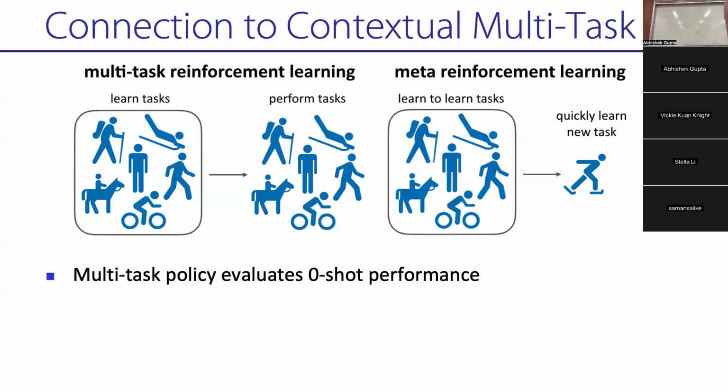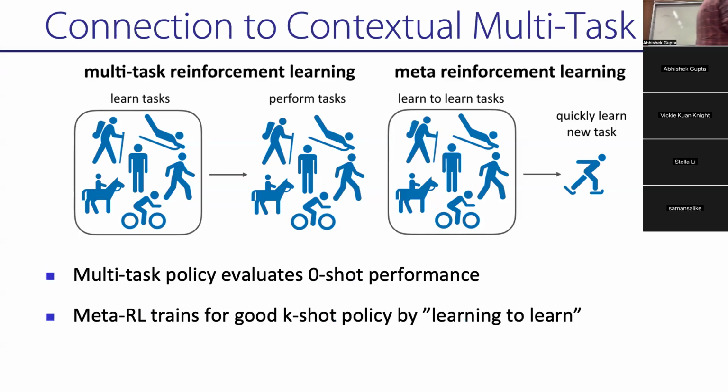Rather than trying to learn just a policy, you're trying to learn an adaptation procedure so that in a new problem you can adapt quickly. So meta RL tries to learn a good K-shot policy by learning how to learn. How many of you have heard of meta learning before? Yes. Okay, so normally when you have learning, you take in data, put it through a known learning procedure like policy RL, SAC, or policy gradient, and out comes a good set of parameters.